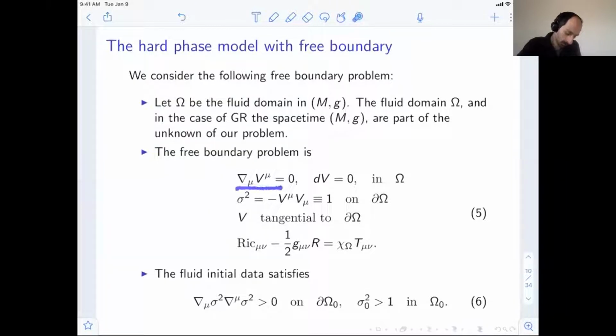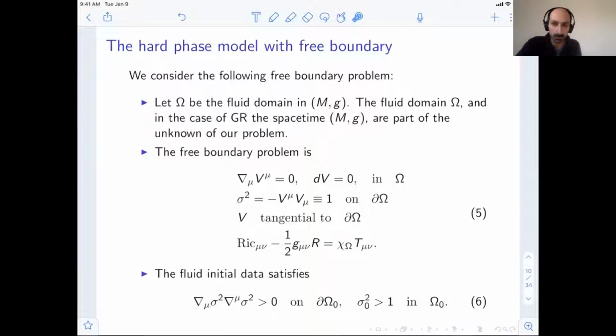The equations are, again, like we said, divergence v is 0 and curl v is 0, dv is 0. So those are the two equations. And then what are the boundary conditions? So there's two boundary conditions. One is that this sigma squared, which we define to be minus v mu, is 1 on the boundary. So if we go back and think about, for example, the pressure, all of these things were functions of each other. We could write the pressure as a function of sigma squared, etc. And if we look back at that, what this is saying is that the pressure is 0 on the boundary.